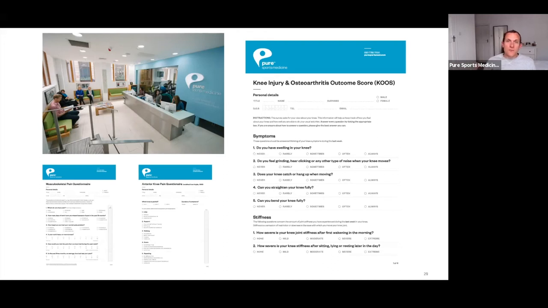One of the early appointments, and possibly the initial appointment, would then be with the sports doc. So we're now going to hear from James as to what his thoughts might be around how he would approach somebody presenting, such as this 35-year-old who's presenting with an acute knee injury.